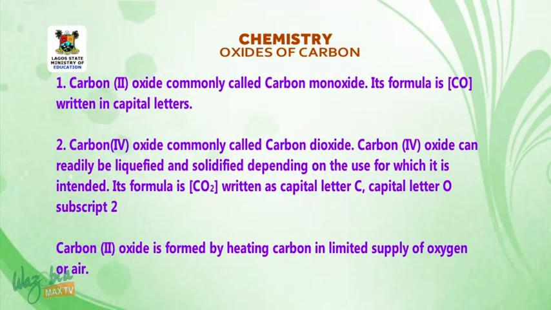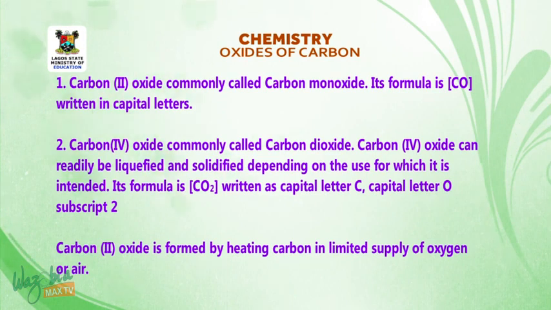1. Carbon 2 oxide, commonly called carbon monoxide. Its formula is CO, capital letter C, capital letter O. Number 2, carbon 4 oxide, commonly called carbon dioxide. This oxide can readily be liquefied and solidifies depending on the use for which it is intended. Its formula is CO2. C and O written in capital letters and subscript 2 after O.